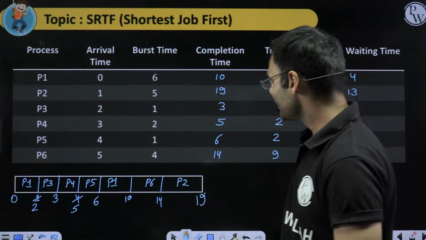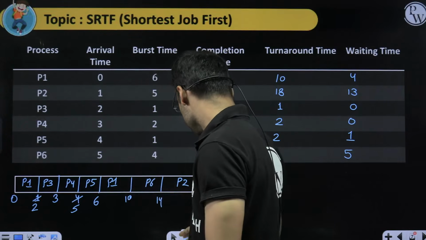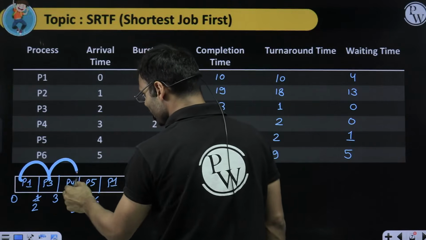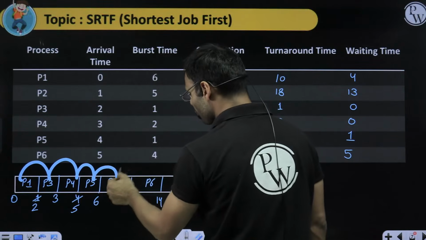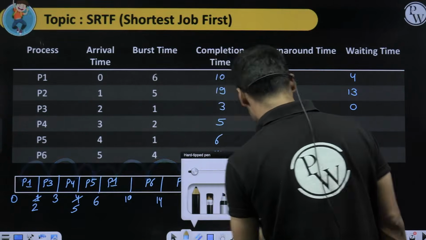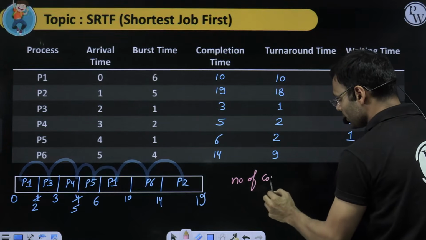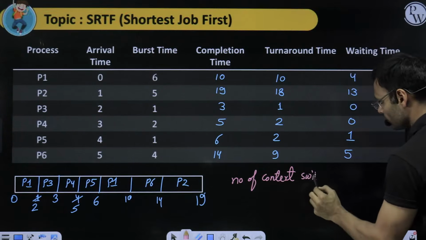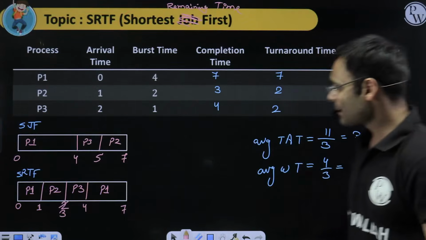So how many context switches? 1, 2, 3, 4, 5, and 6. Six times. Look here. P1 to P3, 1. P3 to P4, 2. Then P5, 3. Then 4. Then 5. Then 6. Six times process switch happens. Number of context switches is equal to 5. Here in this example, how many context switches?